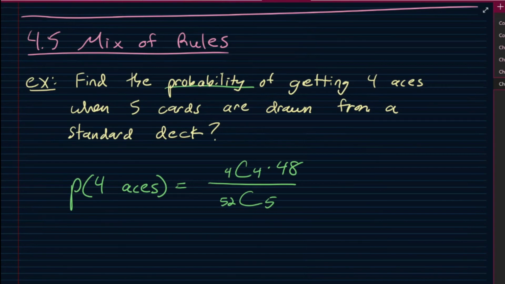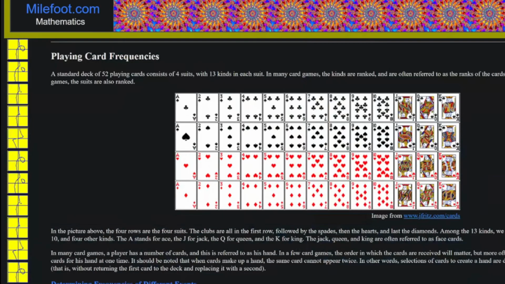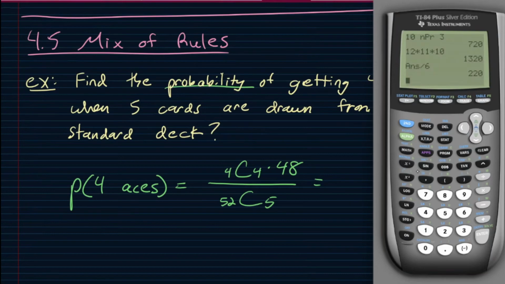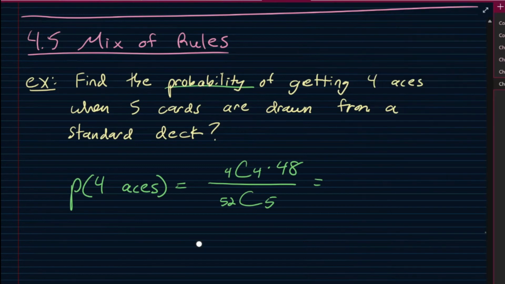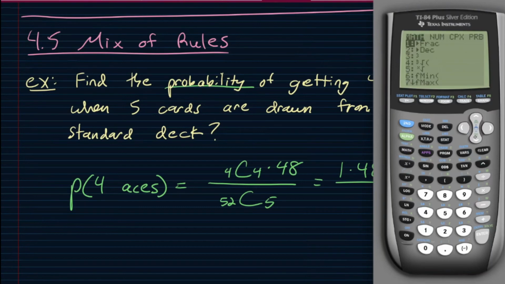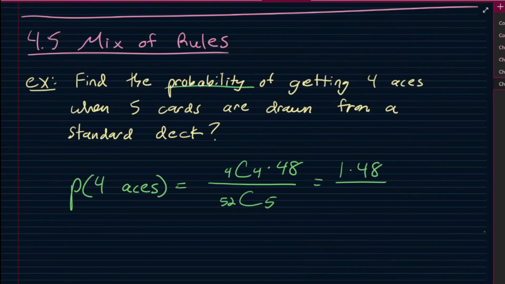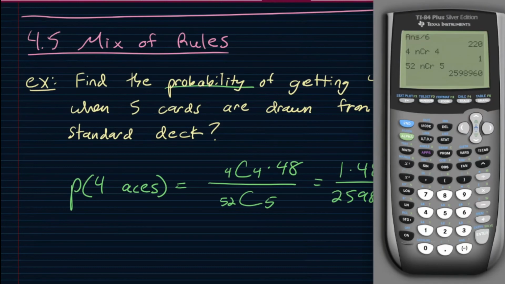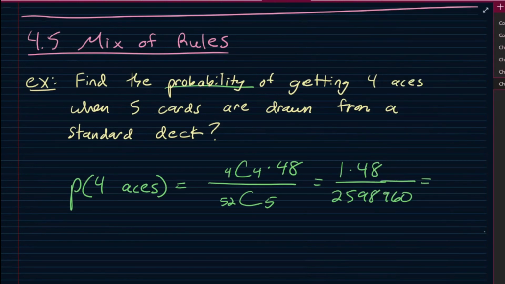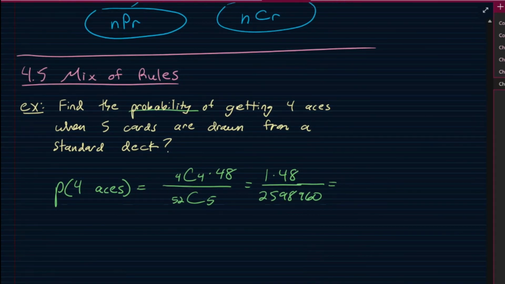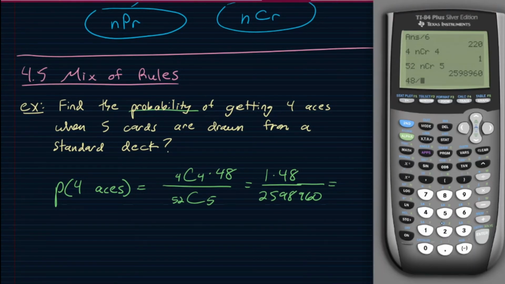So 4C4, that's actually 1. Anything choose itself is just 1. So it's actually just 1 times 48 over whatever 52C5 is, which is 2,598,960. So obviously it's a very small probability, but what's this fraction going to be? 48 out of that number. It's 0.00001847.